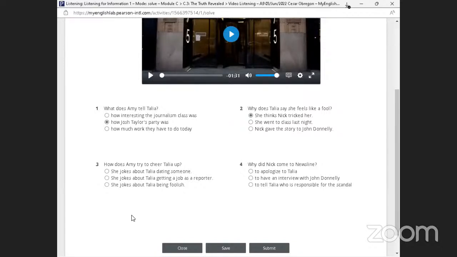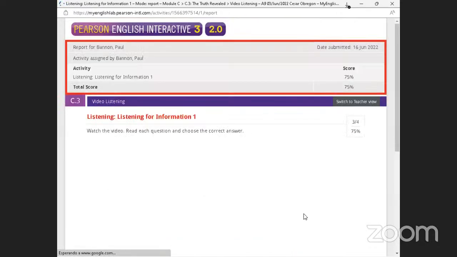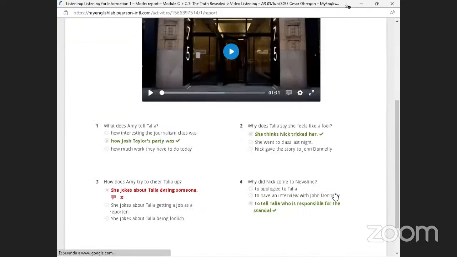She jokes about Talia dating someone. Okay. Yes. Number four. Why did Nick come to Newsline? To tell Talia who is responsible for the scandal. Yes. Okay. Are you sure? Let's see. Oh my God. Okay, it was the third one. So she jokes about Talia being foolish. Yes, you're right.